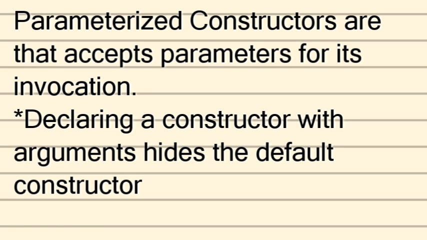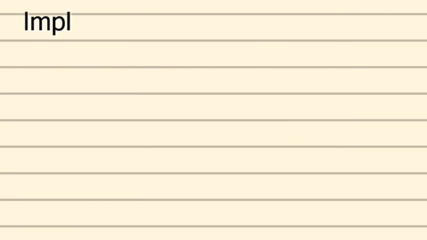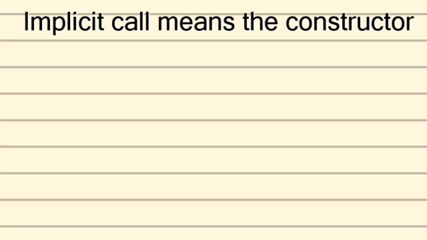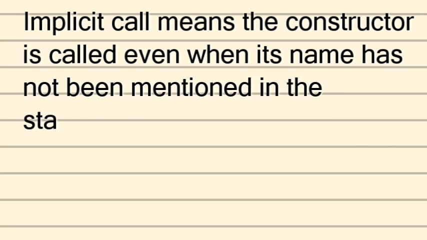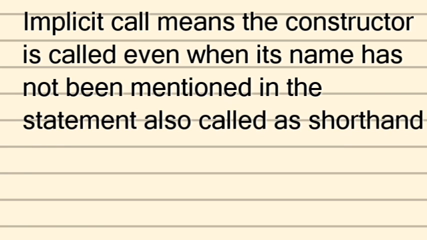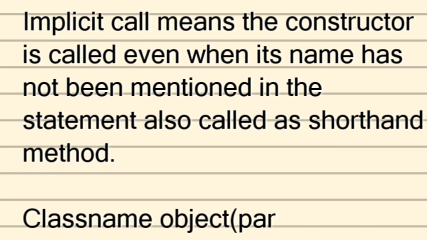For that we have two types of calling: the first is implicit calling and the second is explicit calling. First of all, what is an implicit call? It means the constructor is called when its name has not been mentioned in the statement. We just mention the class name, then the object, and then we give the parameters, as you can see in the syntax on your screen. So this is how we call it implicitly, defining the class name, then its object, and passing the parameters at the same time.